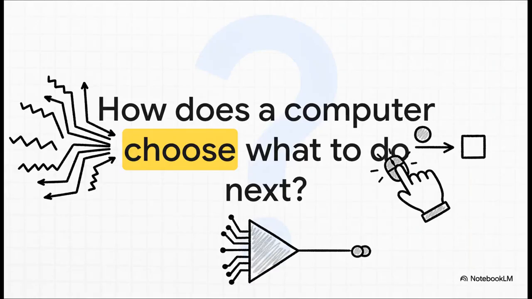I mean, have you ever really stopped to think about this? Every single time you click your mouse, press a key, or even just see a pixel change on your screen, a decision is being made. A choice, right? A choice between millions of different possibilities, all happening in a blink of an eye. So, how on earth does a computer do that so fast?